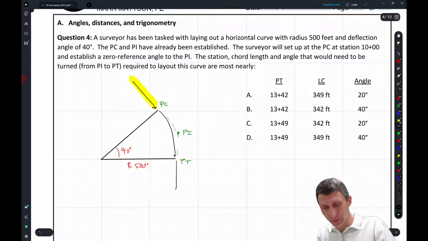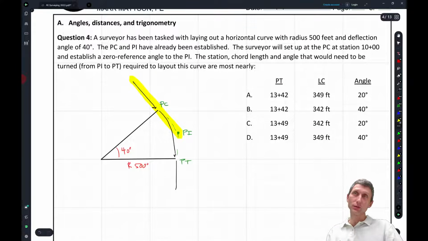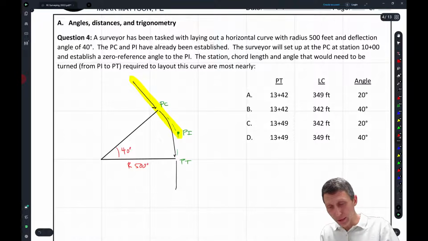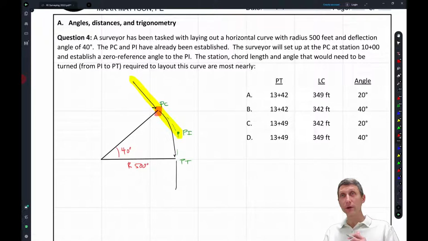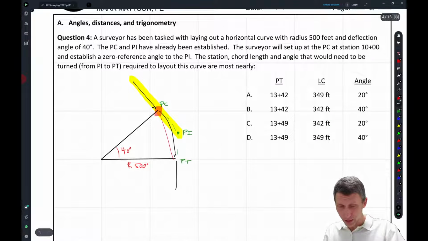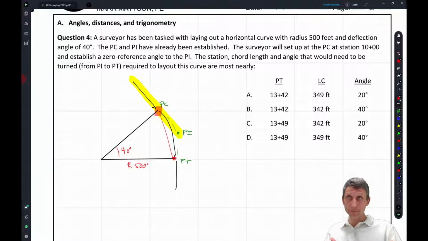So the question that this asks is, we have this alignment already. This alignment's been established, and that's good. We went all the way out to our point of intersection. We're backsighting. We established our point of curvature. And now the surveyor is going to set up right on this point, and she's going to try to lay out the point of tangency. The surveyor wants to take a shot here and lay this point out, both in terms of the length and in terms of the stationing.